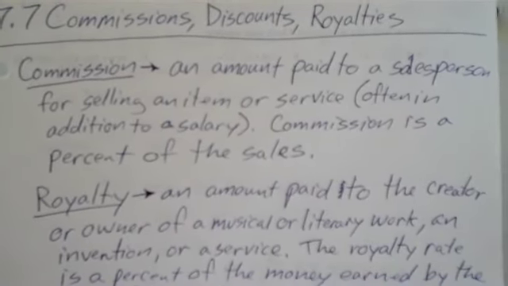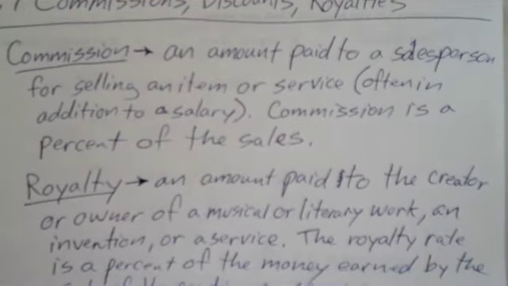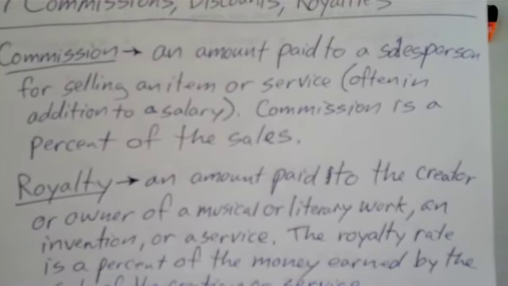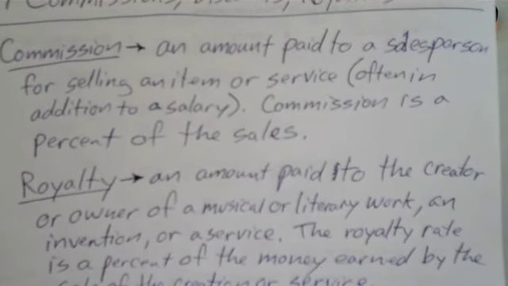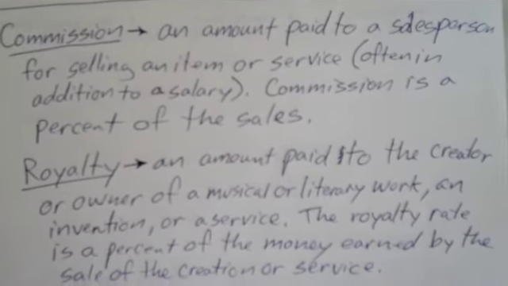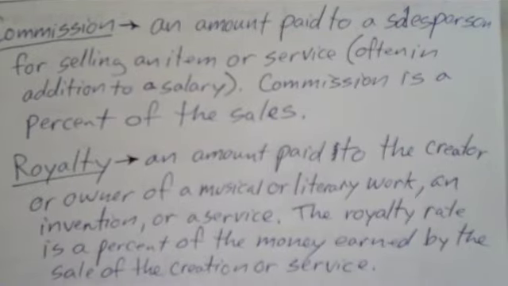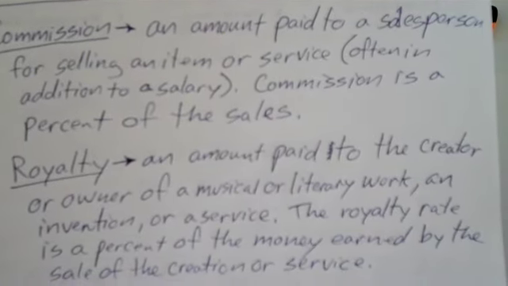7.7 Commissions, Discounts, and Royalties. Commission: an amount paid to a salesperson for selling an item or service, often in addition to a salary. Commission is a percent of the sales.